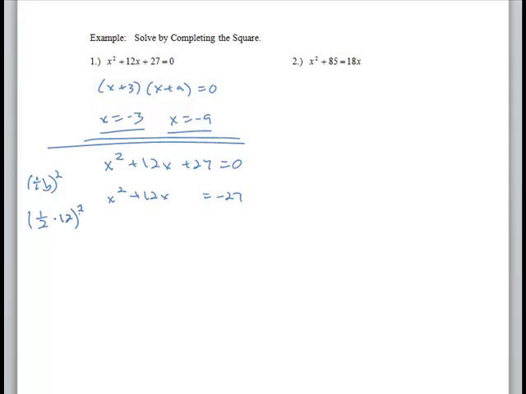So 1/2 times 12 is 6. 6 squared gives us 36. So we're going to add 36 to the left-hand side of the equation. We're going to add 36 to the right-hand side.